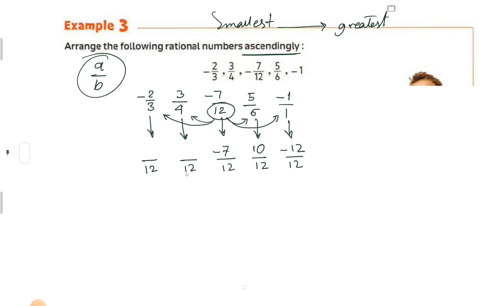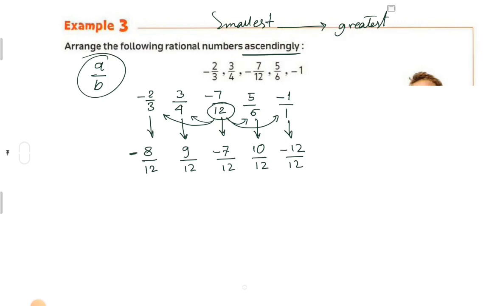4 becomes 12 by multiplying by 3. 4 times 3 equals 12. 3 times 3 equals 9. 3 times 4 equals 12. 2 times 4 equals 8, and don't forget the negative sign. Now we have all fractions in the form of a over b with like denominators.